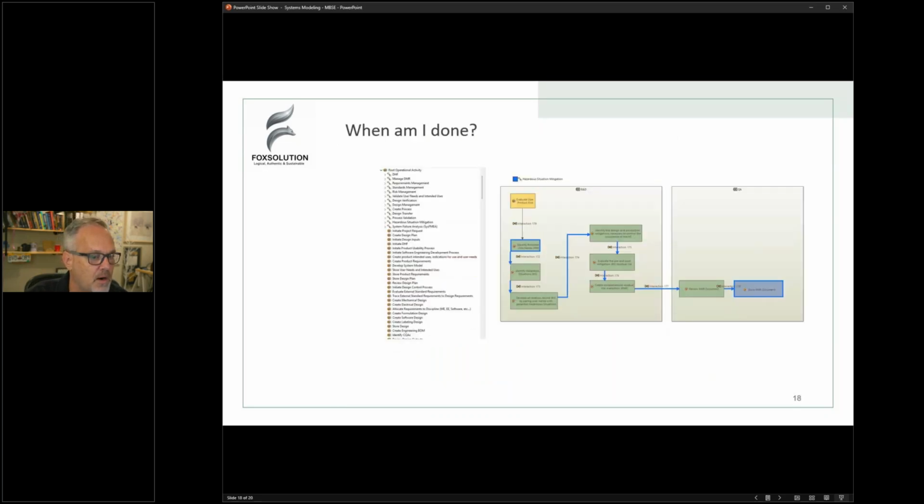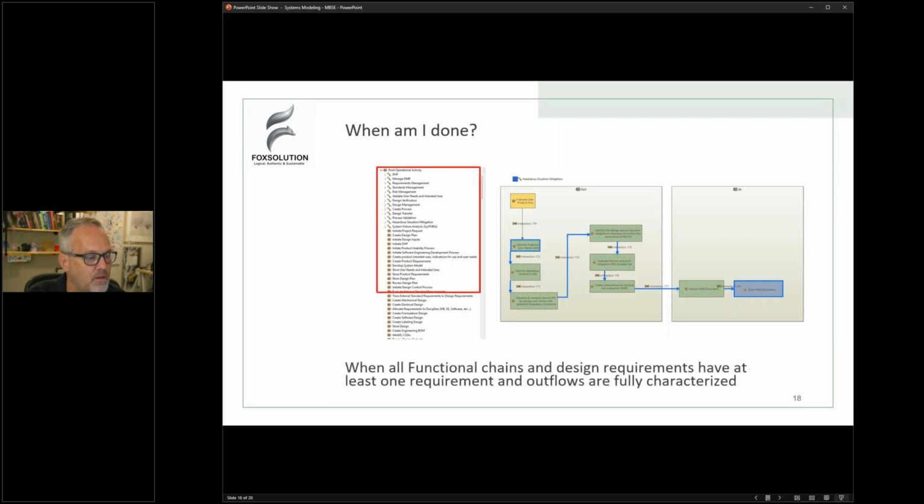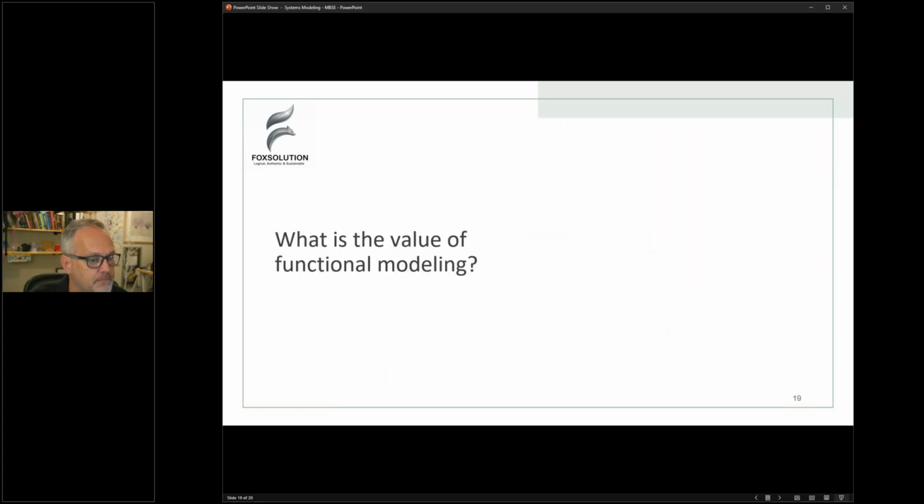So when are we done with these requirements? I think one of the key aspects of this is you're done when all the functional chains and design requirements have at least one requirement and outflows are fully characterized. If we need more than one requirement per, that's fine, but we need at least one for each one of these functional chains or functions that are deployed in the system so that we have a full characterization of how it's done. Okay, so that's really what functional modeling is all about, is getting to a place where we understand what our definition of good is and how we characterize appropriate testing.